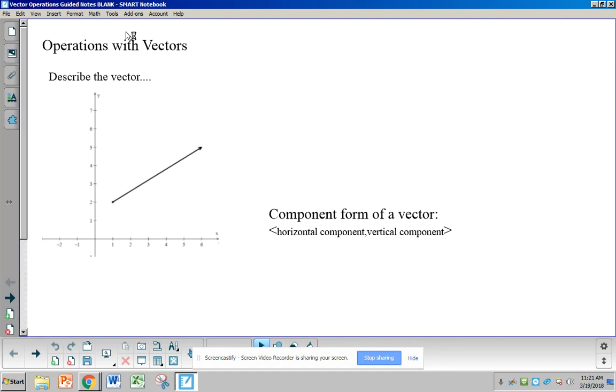But I want to talk about how we can write a vector in component form. So I'm going to call this vector U. And component form is nothing more than the pathway from the tail to the tip of the vector, and we use these angle brackets. Now the path that we're going to take from the tail to the tip of the vector is going to be horizontal and vertical only.